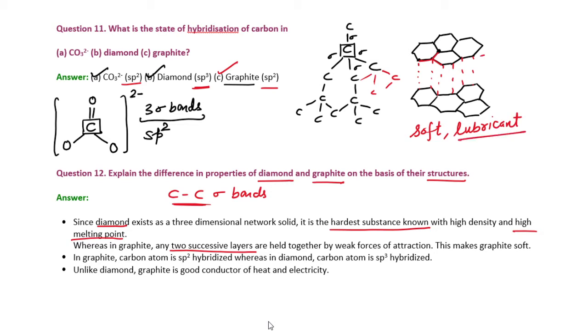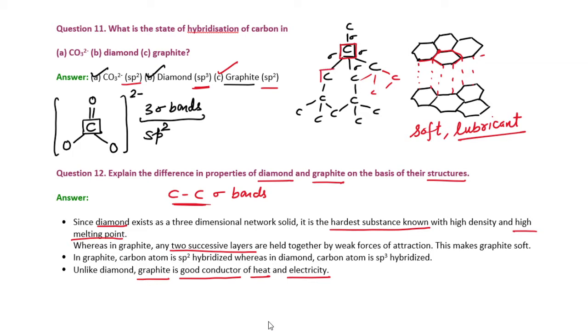where oil is not used, in high temperature machinery, okay, and diamond is a very hard substance that can be used as an abrasive for cutting purpose, okay, and in graphite each carbon has one free electron. That's why it is a good conductor of heat and electricity. Graphite is a good conductor of heat and electricity. Diamond is a bad conductor of electricity because no electron is free in diamond.